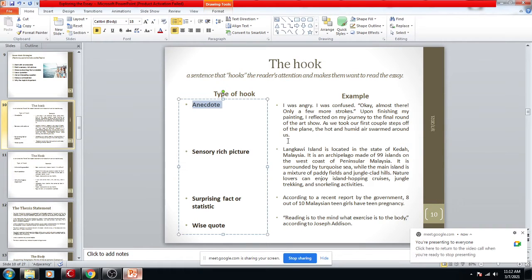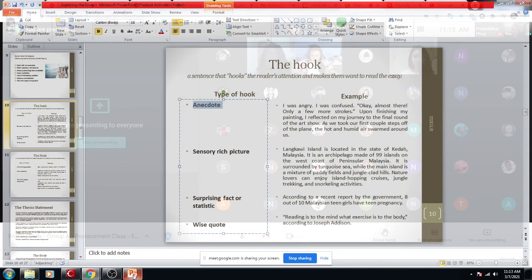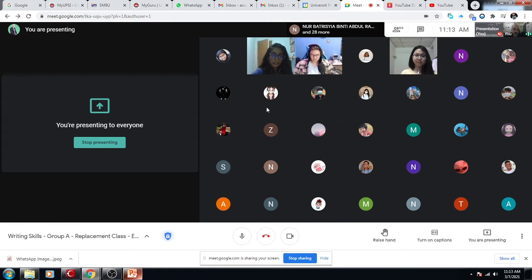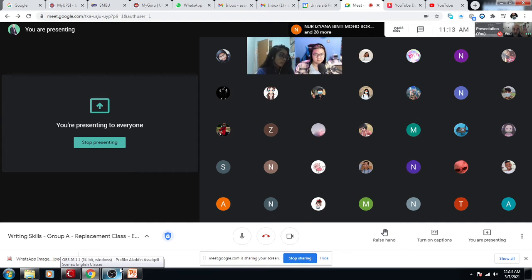Let's read the example. Maybe we can have Zach read the example of an anecdote. Begin your essay with a story. Stories are likely to catch the reader's attention because they want to know the rest.